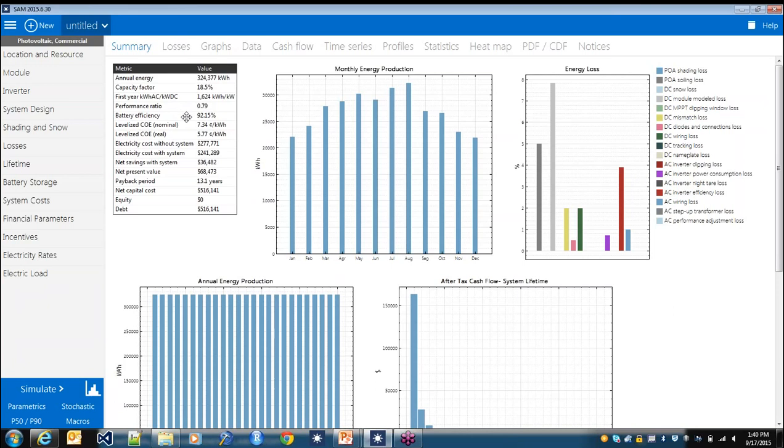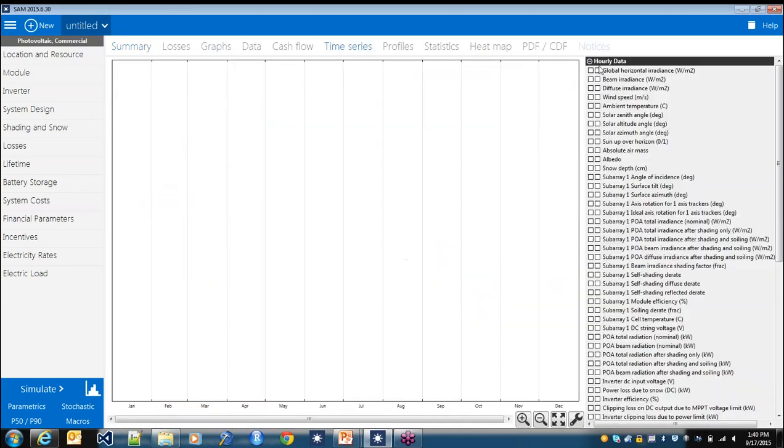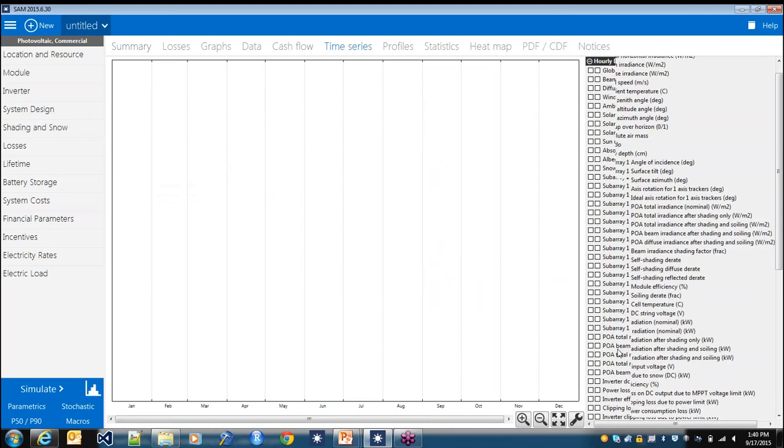Up here we can see some metrics. We have the battery efficiency, 92%. We have a payback period of 13 years, and a net present value of the whole system of $68,000. This tells us that if we were to make this investment in this rate structure with this system, that would be profitable. But let's take a deeper look and see whether or not it actually makes sense with the battery.